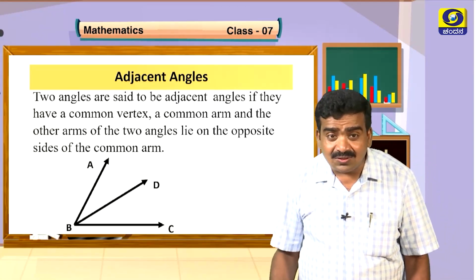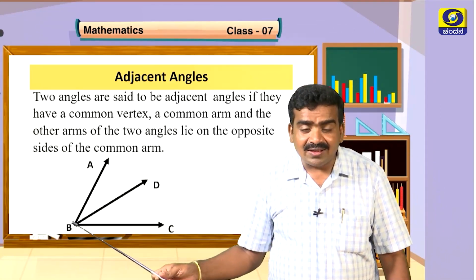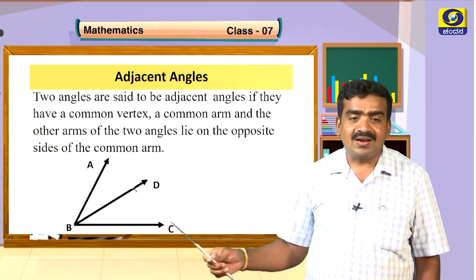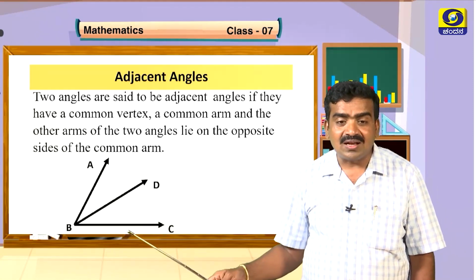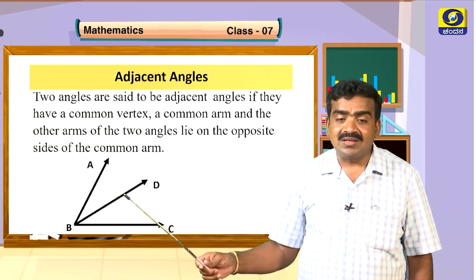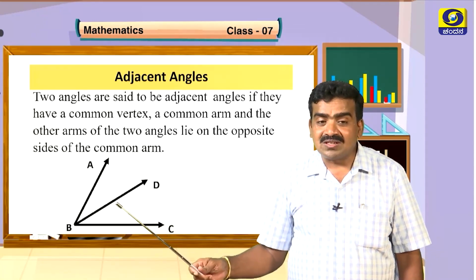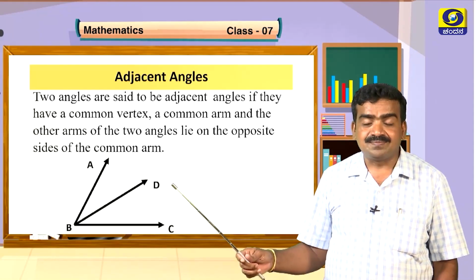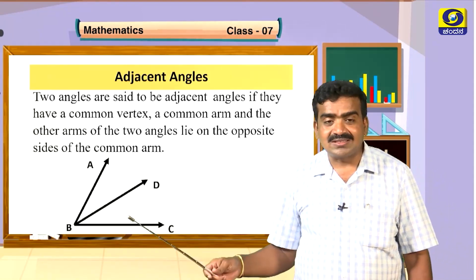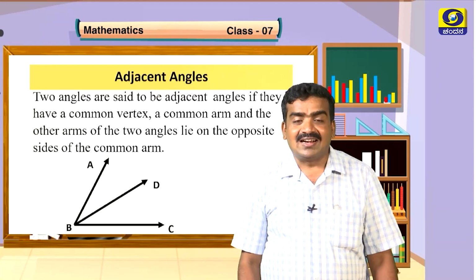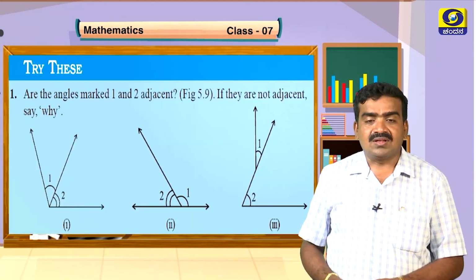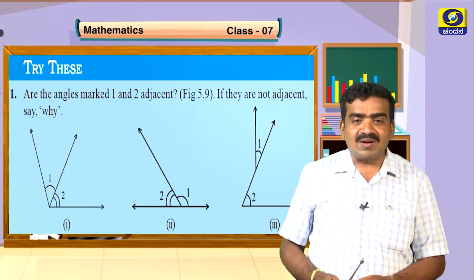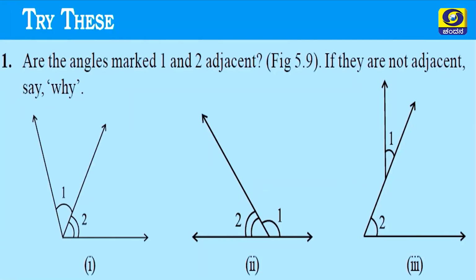Why are they called so? Because they have a common vertex and a common arm, and the other two arms are on either side, opposite of this common arm or common side. So these two kinds of angles are called adjacent angles. Now look at the pictures. The angles marked 1 and 2 are adjacent.